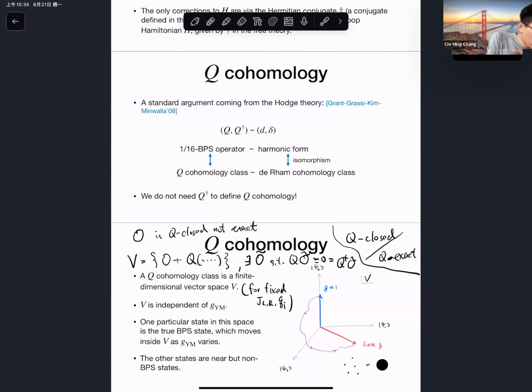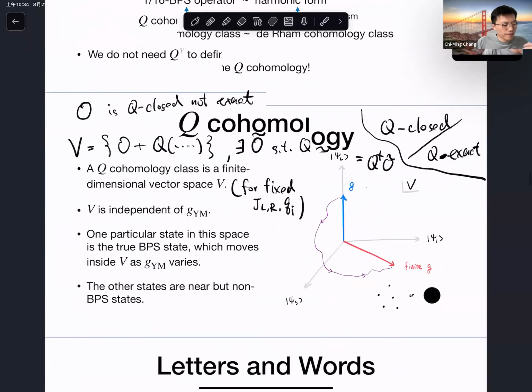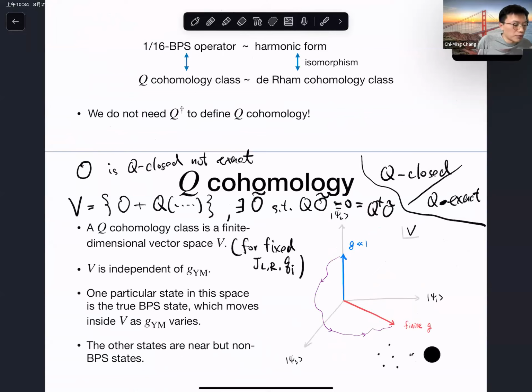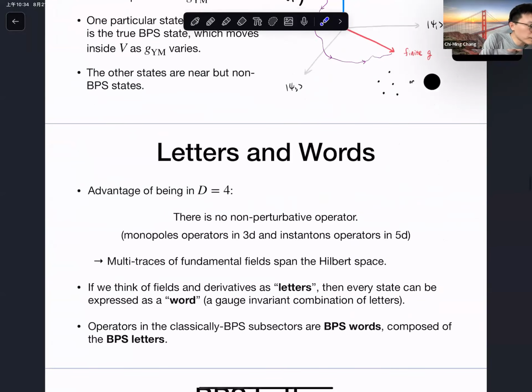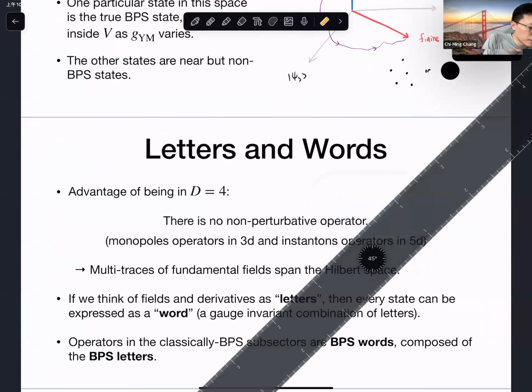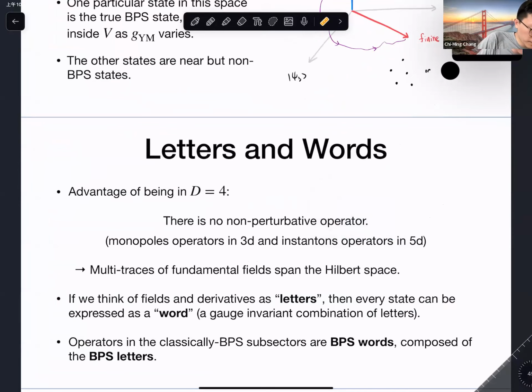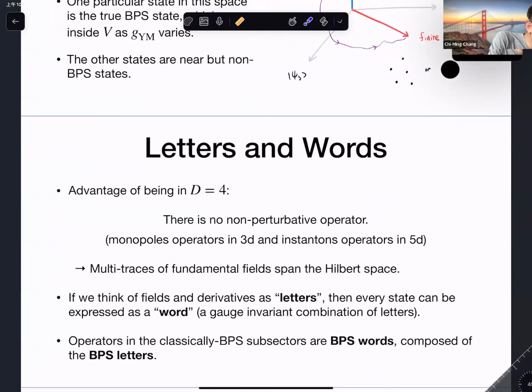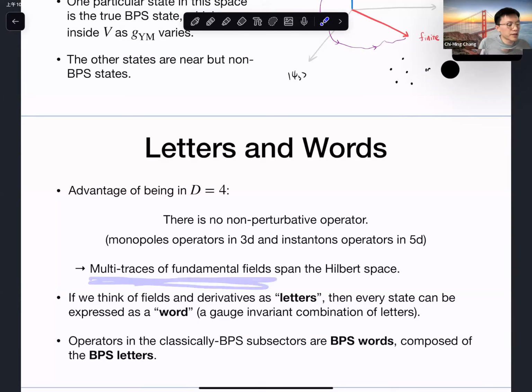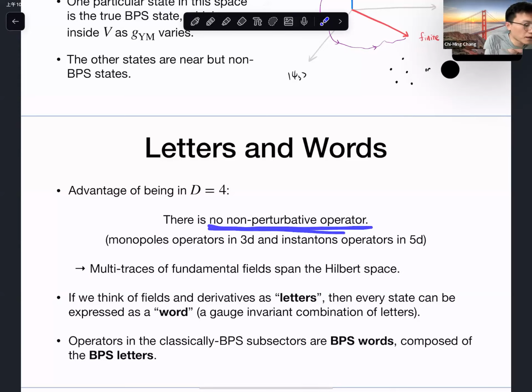Good. Let me continue. So now, let me be more explicit and try to construct these O and O tilde. In N equals 4 super Yang-Mills, all the operators in perturbation theory are built from multi-traces of fundamental fields. That is because in 4D, there's no non-perturbative operator. The typical non-perturbative operators are, for example, monopole operators in 3D and instanton operators in 5D. But in 4D, we don't have them.